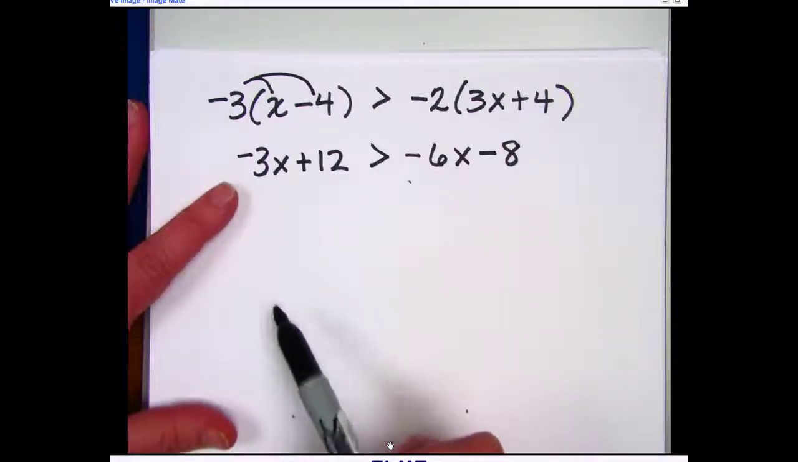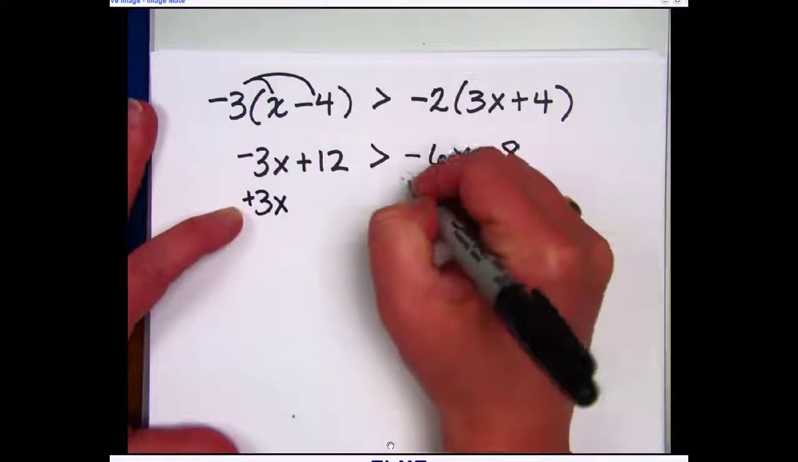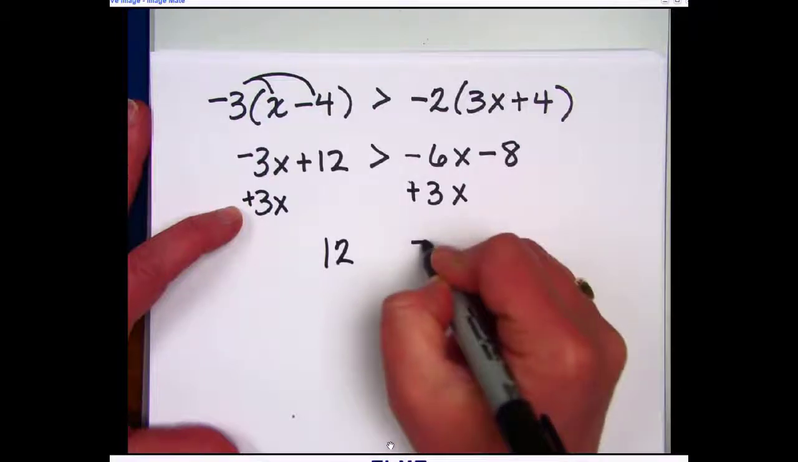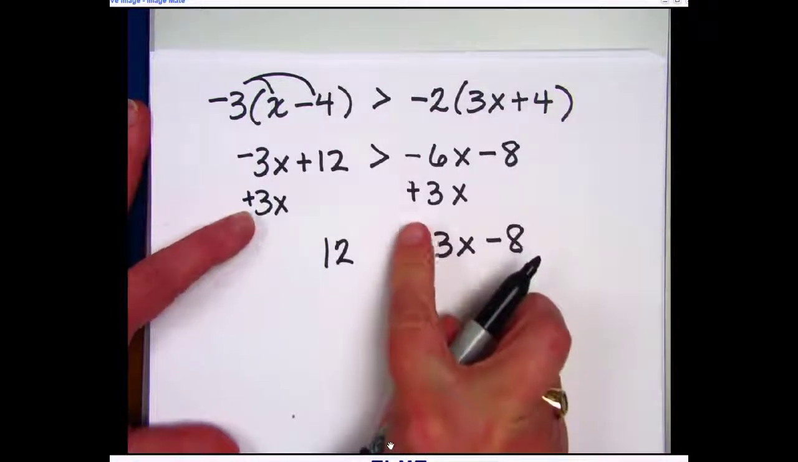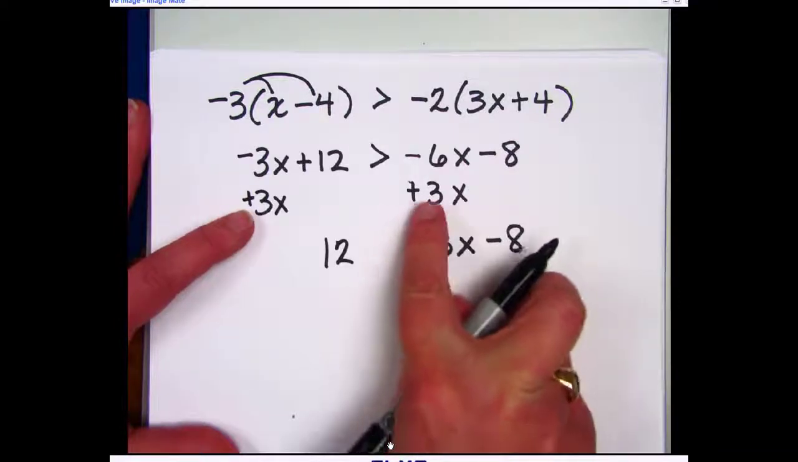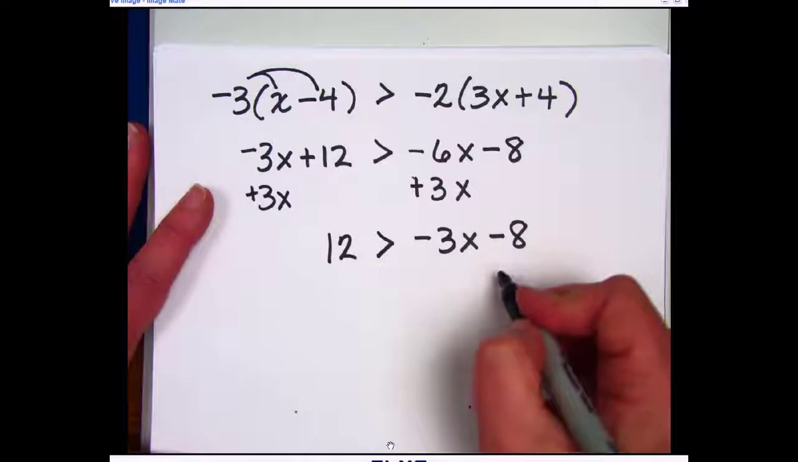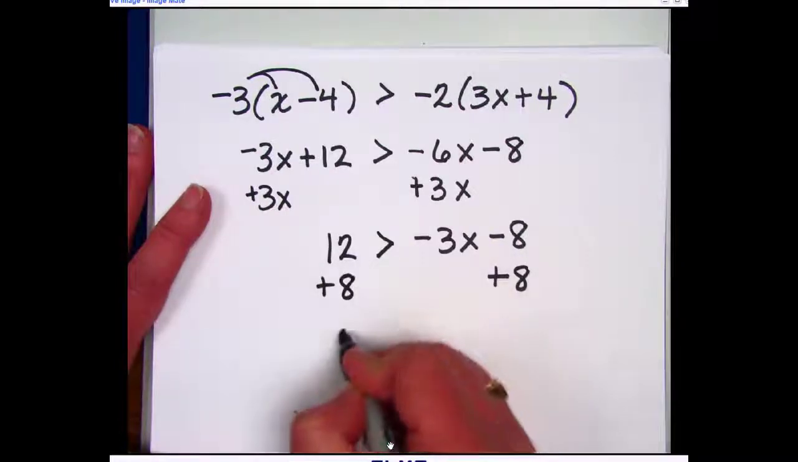All right, so now we want to get all our variables on one side, all our numbers on the other. I'll add 3x. 12 minus 3x minus 8. Do I need to reverse? No, I added 3x. My rule only comes into play when we multiply and divide. I'm going to add 8 to each side.